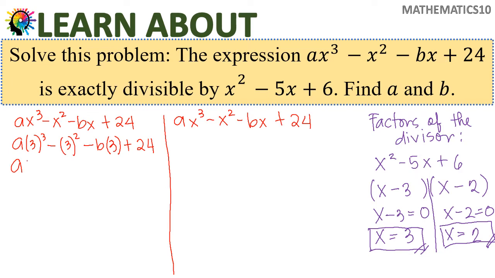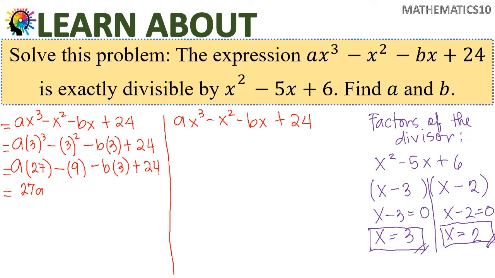So 3 raised to 3. 3 times 3, 9 times 3, 27. Minus 3 times 3, 9. And then I'll just simply copy the other terms so that I can do it systematically one by one. And here we go. So we need to multiply those terms that we really need to multiply. 8 times 27, we can write it as 27a.